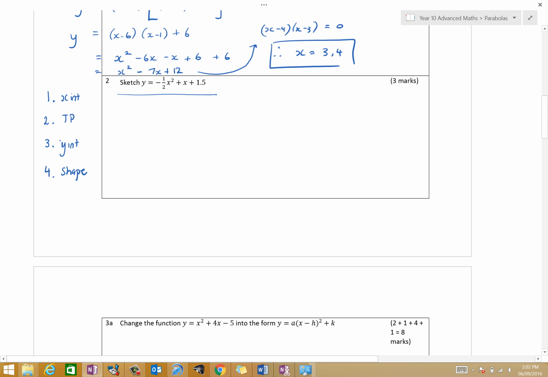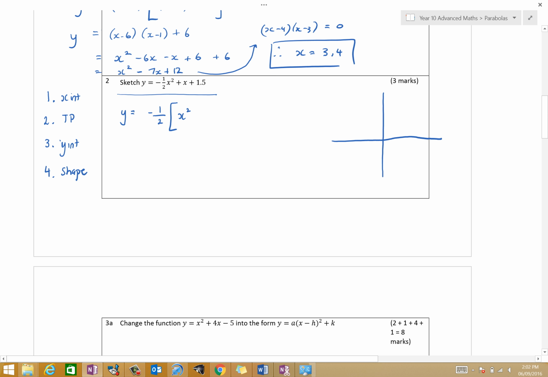All right, so what we've got is a sad quadratic, but we don't know what the turning point is. I've decided, though I don't have to, that I'm going to complete the square first. In order to complete the square, I have to take out negative a half as a common factor, because otherwise I can't complete the square. I've got a positive x squared there.